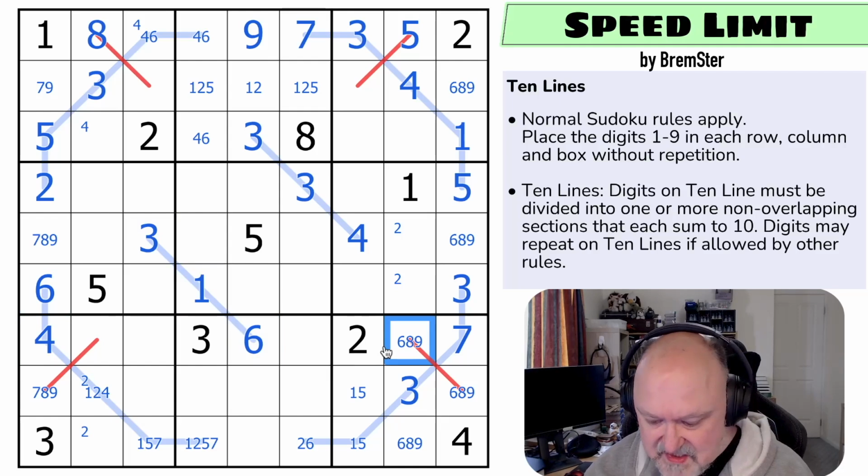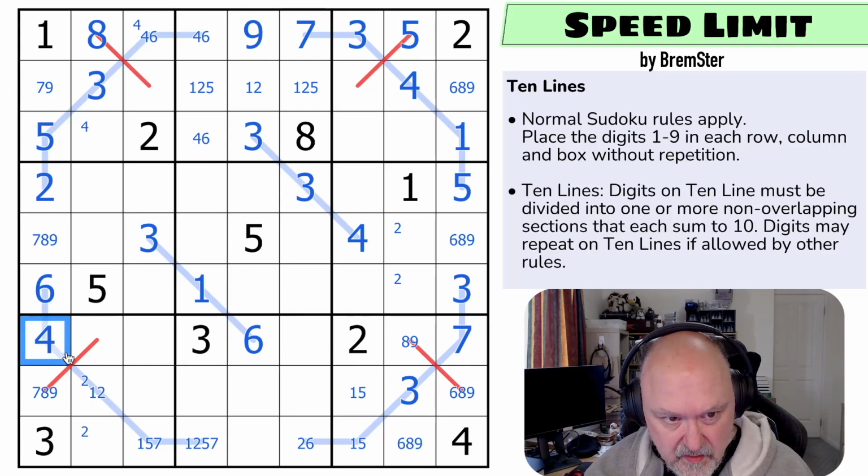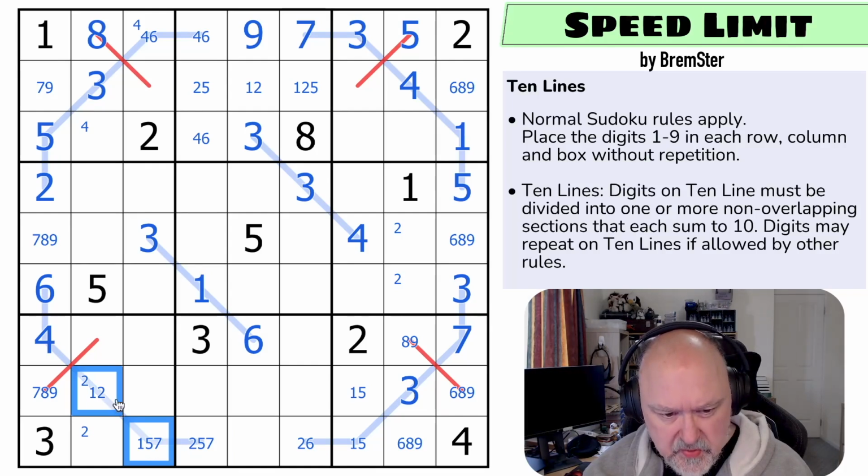The 6 also says this isn't a 6. The 4 takes 4 out of there. So this is 1 or 2. One takes 1 out of there and 1 out of there. There must be a 1 on this line though, because otherwise it'd have to be 2, 3, 5, and it can't be 2, 3, 5. There's no 5 on the line. There is a 1 in one of those two.